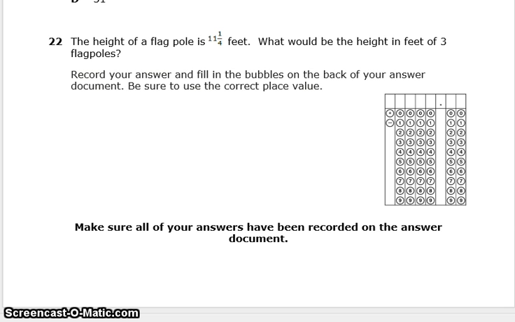Question 22. The height of a flagpole is 11 1/4 feet. What would be the height of 3 flagpoles? Record your answer and fill in the bubbles on the back of your answer document. Be sure to use the correct place value.